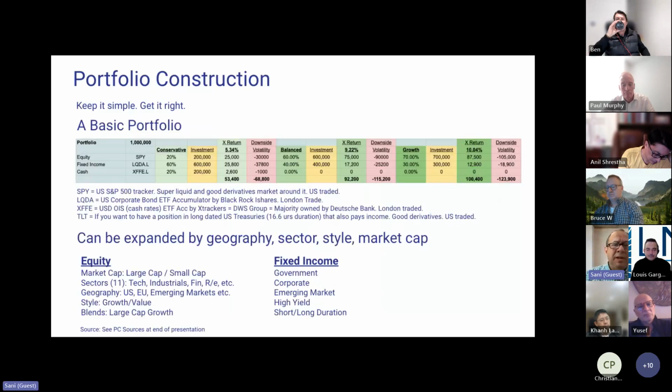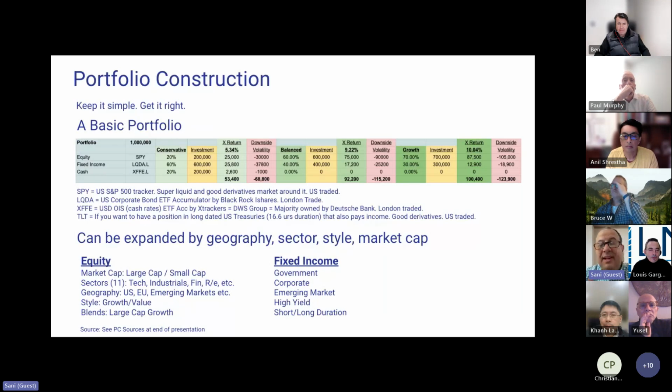So here, what I've done is just giving you a slide that shows you a very simple portfolio. This is what I do myself. So I'm not pushing anything that I don't believe in myself. And just to be clear, I don't make any money from this. I'm not looking for clients. I'm just interested in sharing what I know. And Louis was kind enough to give me the chance to do that. So this is what I actually do for myself.